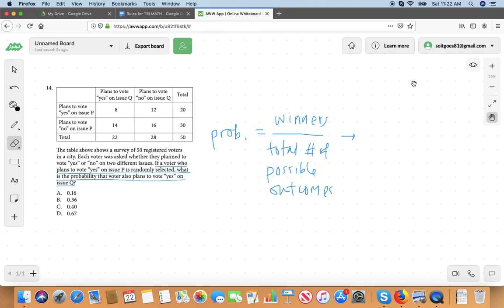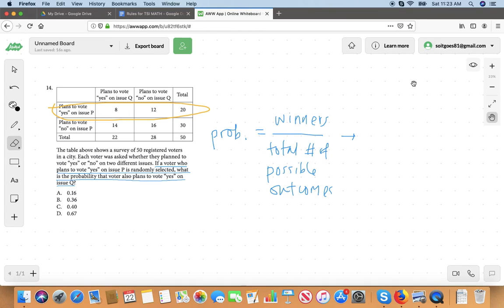And I'm looking here, in that section. That's voters who plan to vote yes on issue P, and this one's voters who plan to vote no on issue P. Well, we want to know if a voter who plans to vote yes on issue P is randomly selected. So I want that top row right there, the voters that plan to vote yes on issue P. So if one of those voters is randomly selected, how many voters plan to vote yes on issue P?